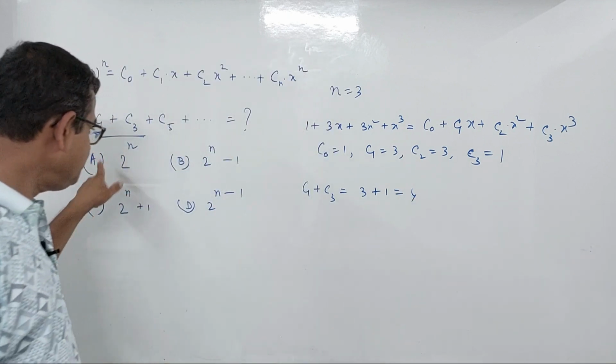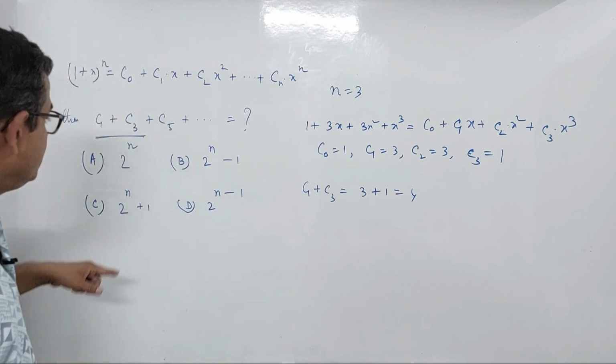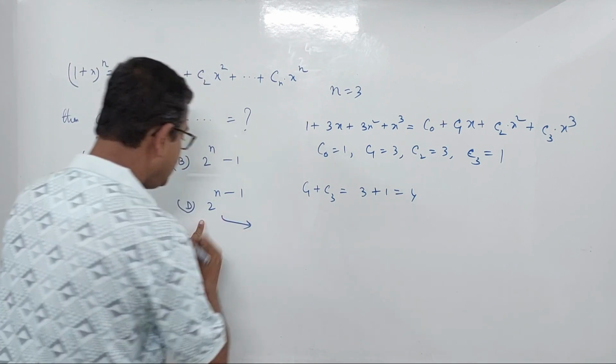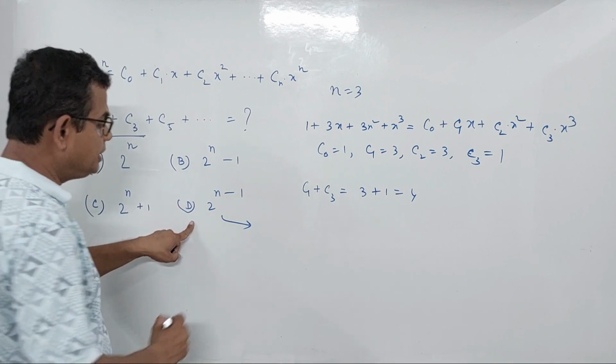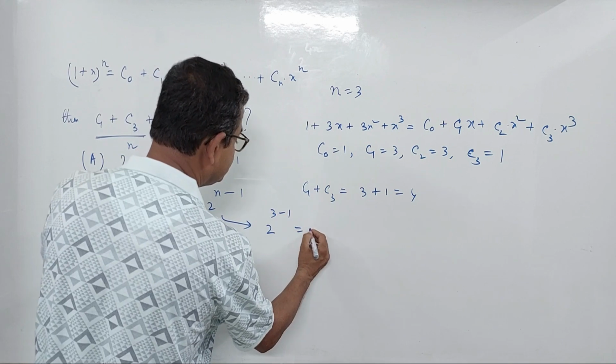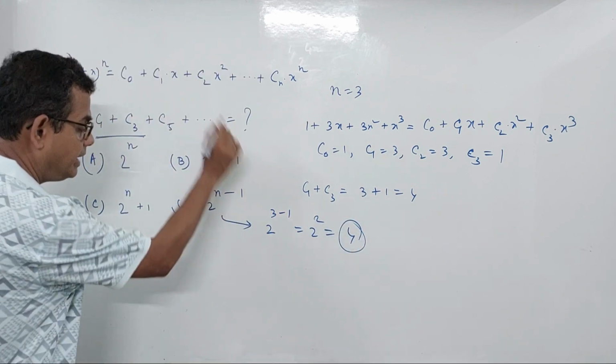Now we have to check which of the following 4 options gives the value of 4 for n equal to 3. So if we put n equal to 3 in option D, we get 2 to the power n minus 1, that is 3 minus 1, that is 2 square, that is 4. So D is the right answer.